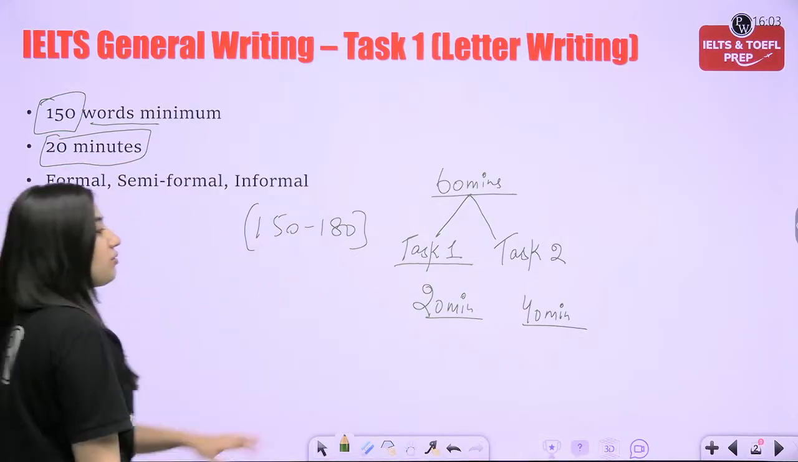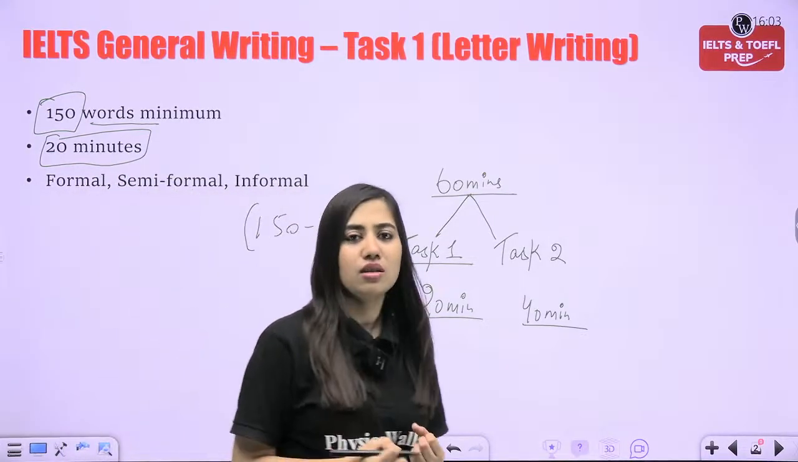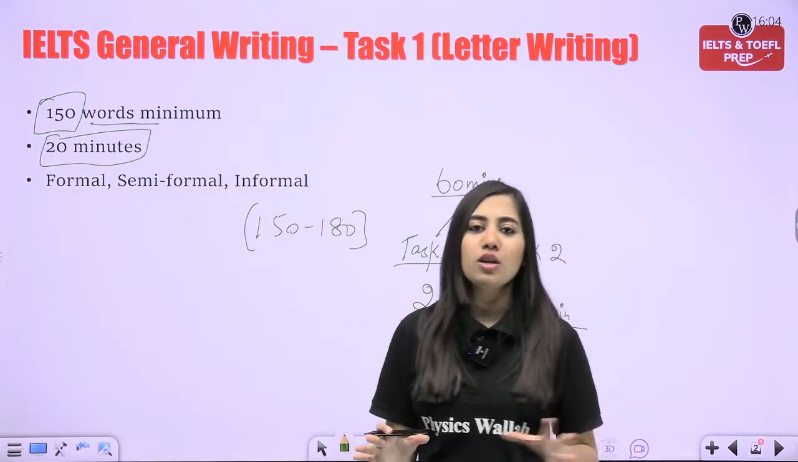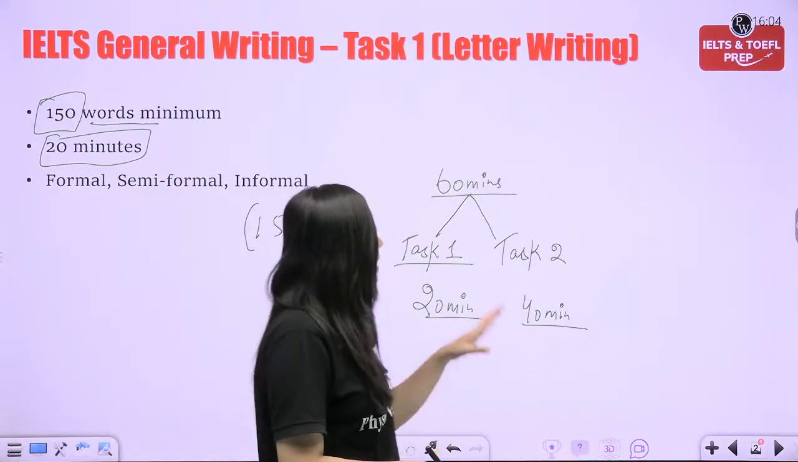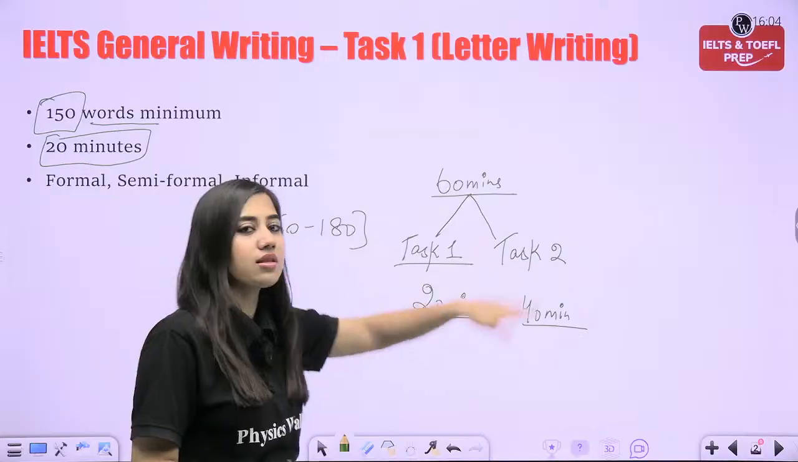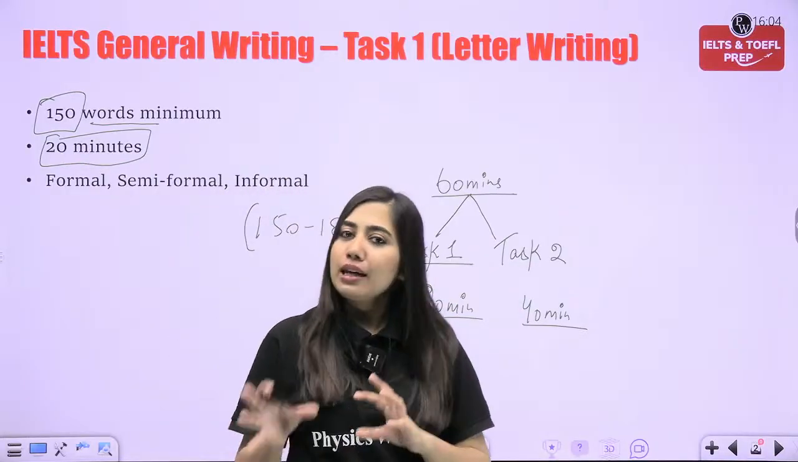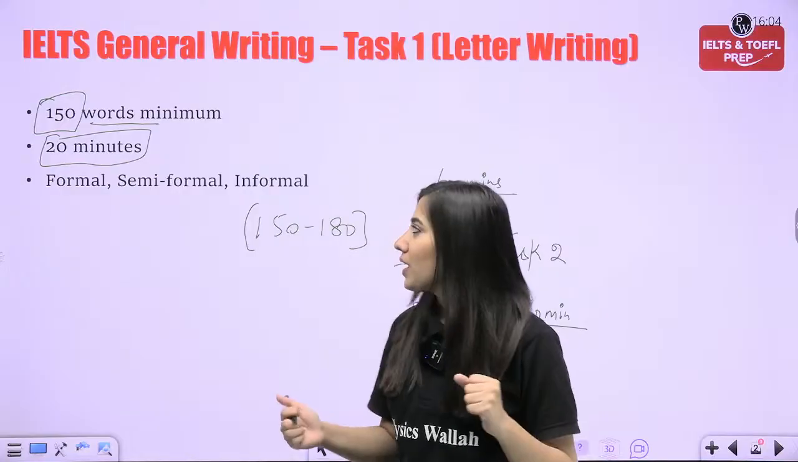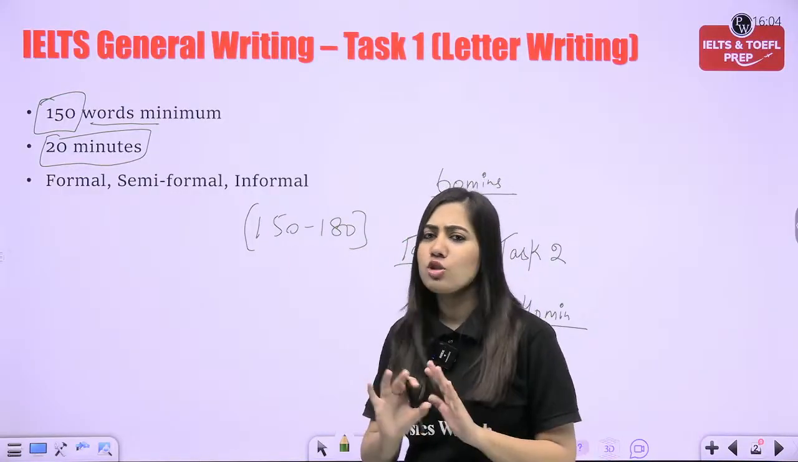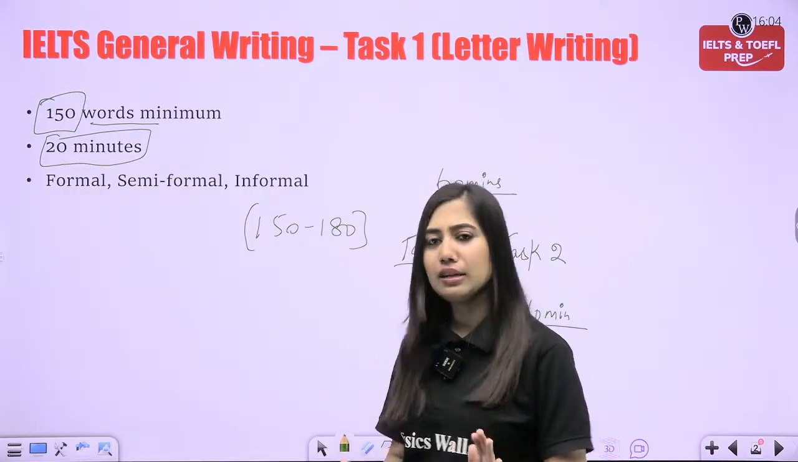This is a tentative time limit which we have divided for ourselves. This is not given to us by the official IELTS test. No, they have given us a total of 60 minutes in all. Now it's on us how we divide the 60 minutes into these two tasks. So we have been given 20 minutes, which is again the ideal time.